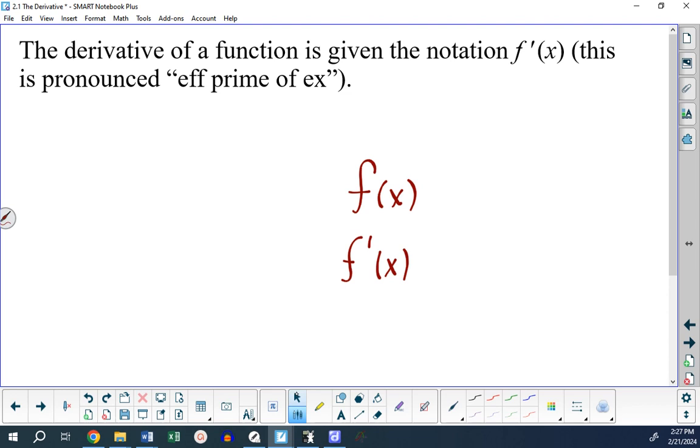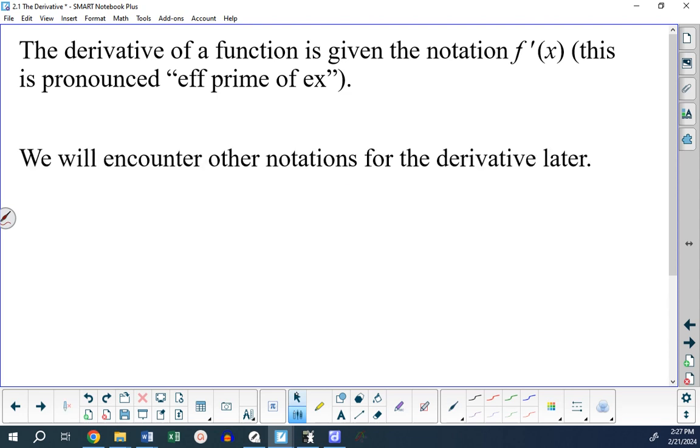I don't like it because, particularly with some people who write small, and some of us are not the neatest writers, okay? You miss that prime, right? There's a better way to write it, and we'll get to that later. But that's pronounced f prime of x. And again, we'll get to other notations, one in particular that I prefer, later.